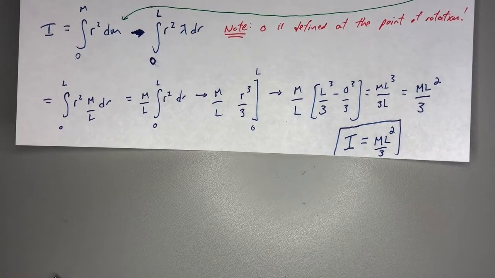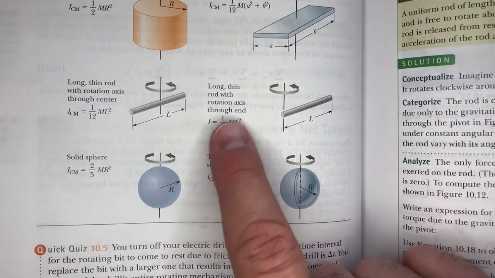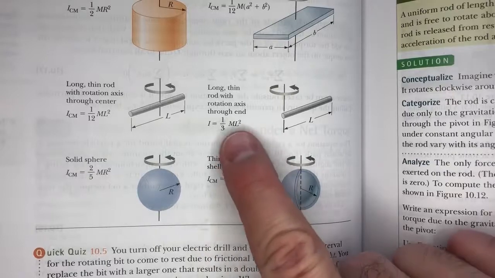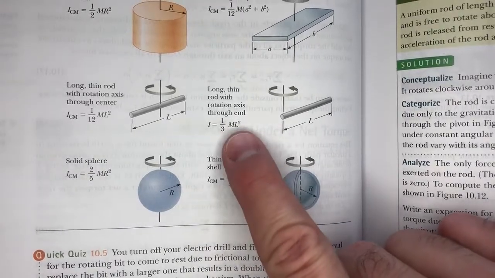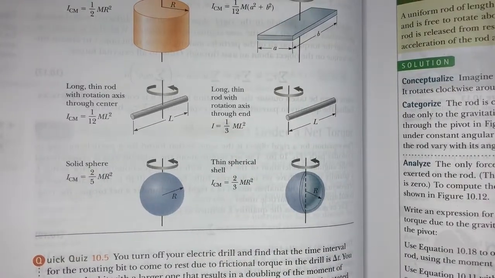And if you look up in the textbook, we have a long, thin rod with an axis of rotation through the end. Boom. It's M L squared over 3. This is 1/3 M L squared. So we just proved that. We integrated to show that was true.